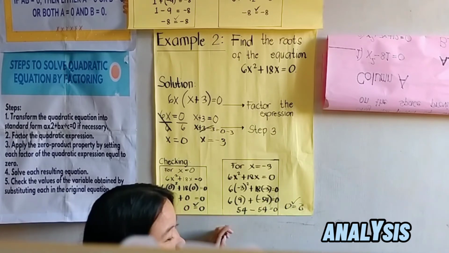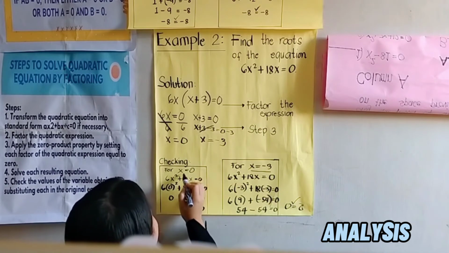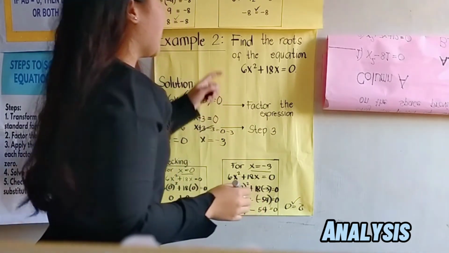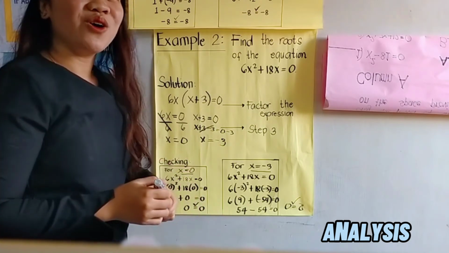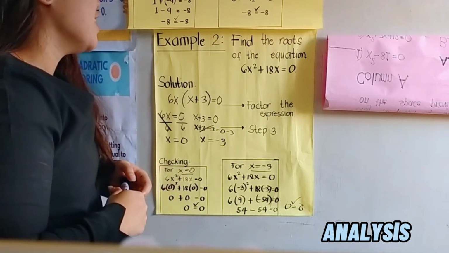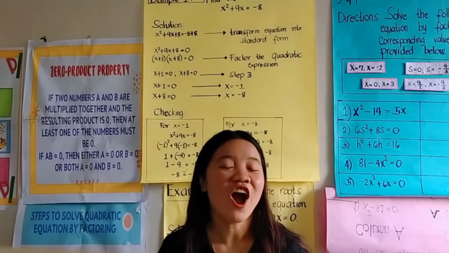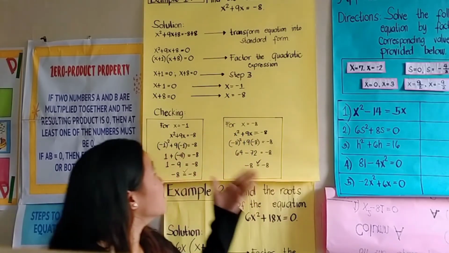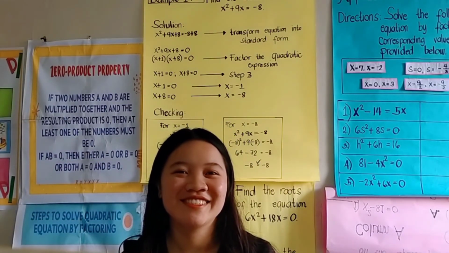So it means that our value x is equal to negative 3 and x is equal to 0, and the roots of this equation are these two. So it shows that our roots and our values are correct. Alright, based on our two examples, do you have any questions? None?